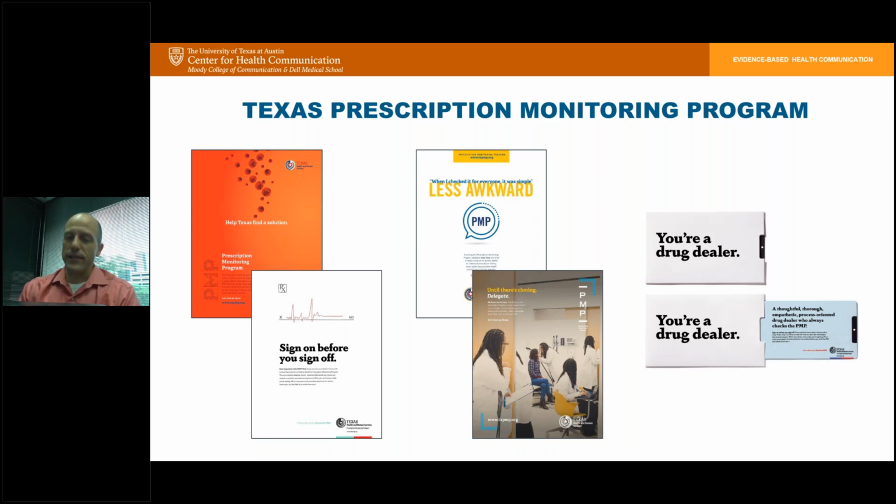But the state, not surprisingly and entirely reasonably, was not excited about the idea of direct mailing every prescriber in Texas, accusing them of being a drug dealer. We were like, what if we said, are you a drug dealer? And that didn't fly either. And so we had this tactical idea sitting there that seemed promising in terms of getting people to open the message, but not something the state could actually use, which is a little bit of a bummer, but totally understand.